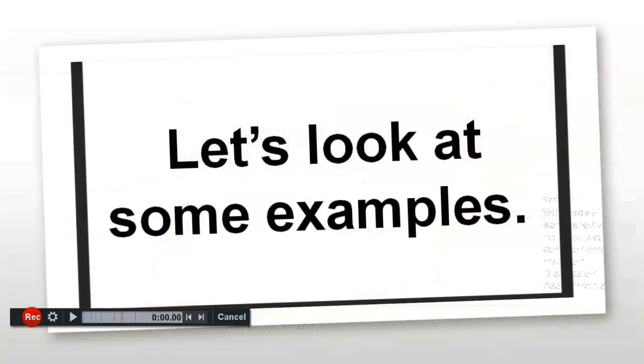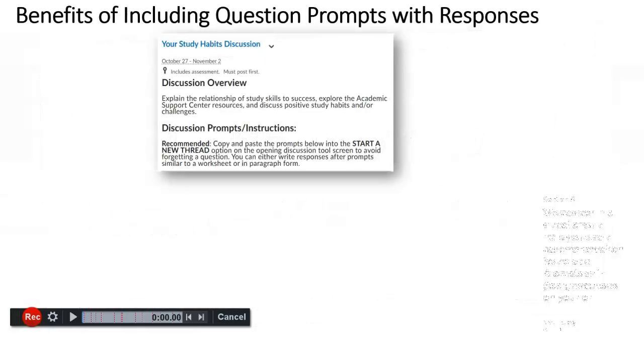Let's look at some examples. Discussion directions include a recommendation to include prompts with your responses on your original post. By doing so, you can avoid skipping a question. You can reply like a worksheet or incorporate the question into your response in paragraph form. The benefit of including the prompts is providing the reader context.